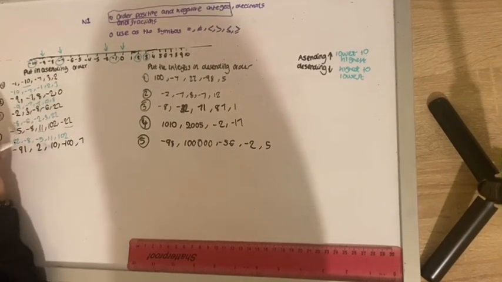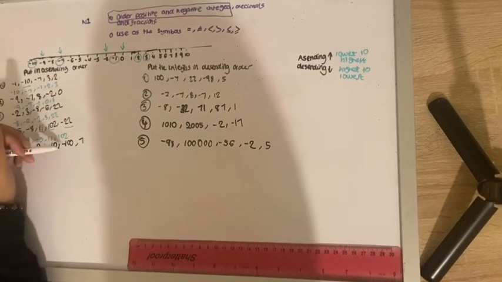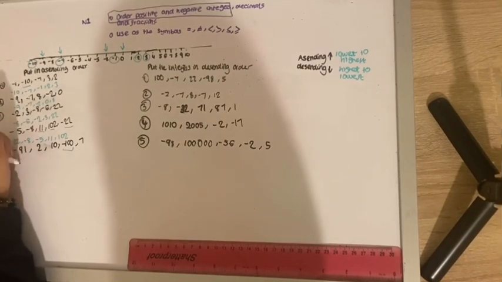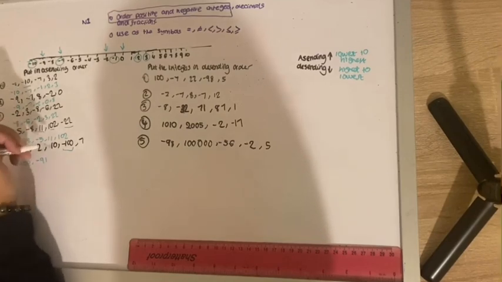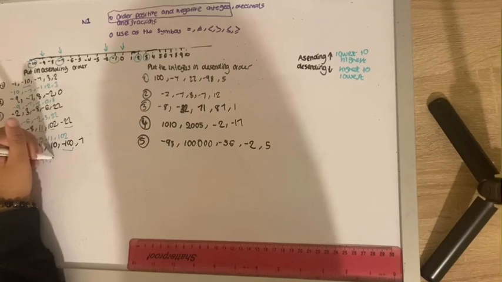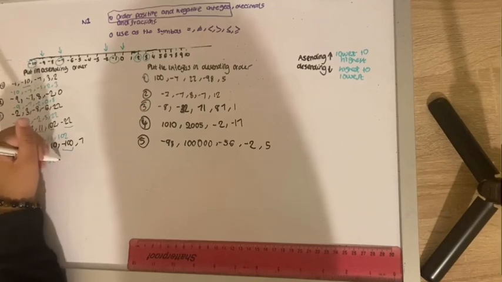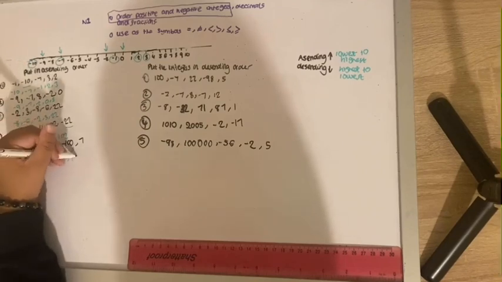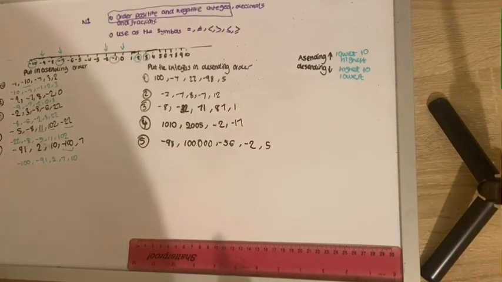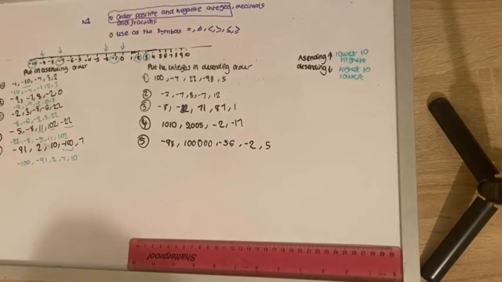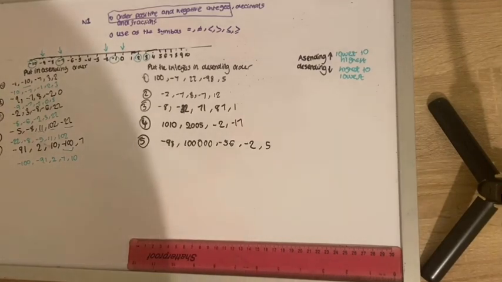Okay. From here, the most negative number would be -100, followed by -91, followed by 2, then 7, then 10. So that would be putting the numbers in ascending order.